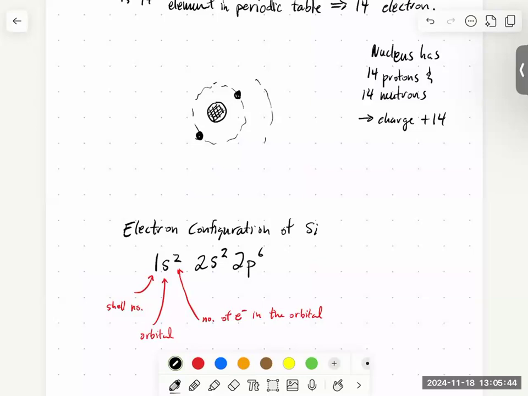And so here's my second shell. And I want to place 8 electrons: 1, 2, 3, 4, 5, 6, 7, 8. All right. We still have 4 more electrons that we have to put in our atom, and they're going to go in the 3rd shell.